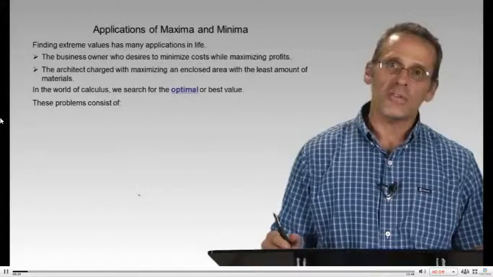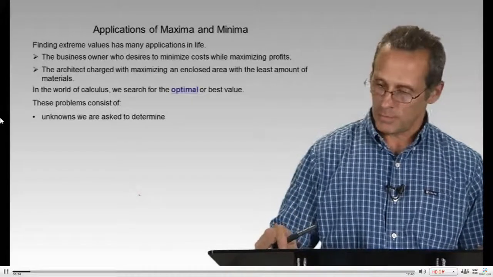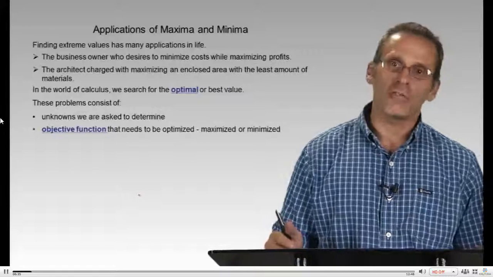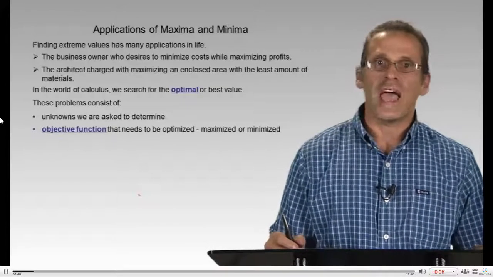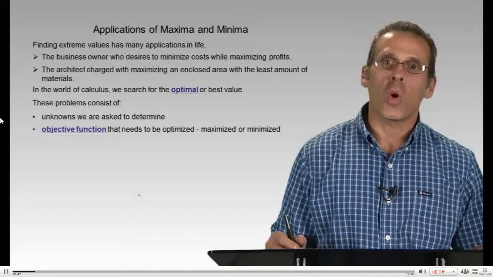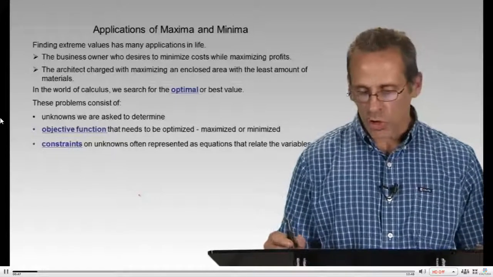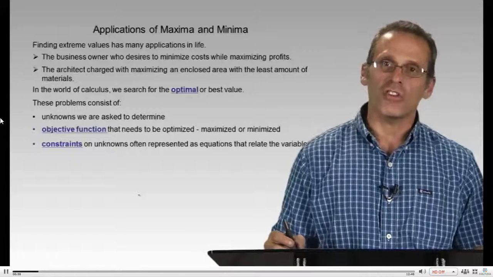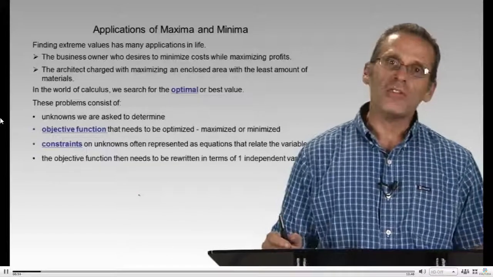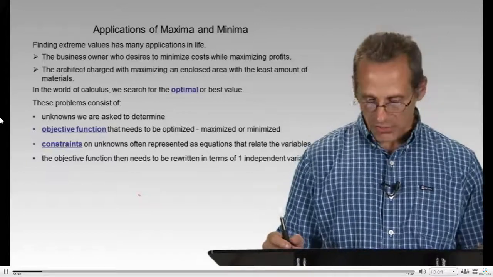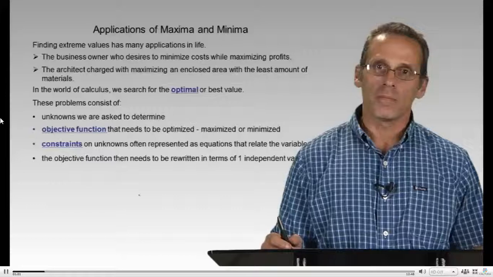These problems consist of the following components. Unknowns we're asked to determine. An objective function. This is the function that must be optimized, where we ask for the greatest or least quantity. Constraints on unknowns, often represented as equations that serve to relate the variables. And then we need to take the objective function and simply rewrite it in terms of a single independent variable.